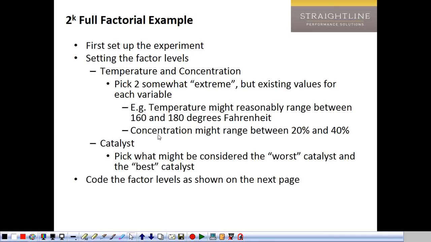Okay, concentration would go between 20 and 40%. And the catalyst, suppose there were five different catalyst types. Notice we've got numerical and categorical types. A catalyst is a category, the other two are numerical. For catalyst, we might want to consider what would be the worst and the best catalyst. So we pick the worst and the best, or what we thought would be the worst and the best.